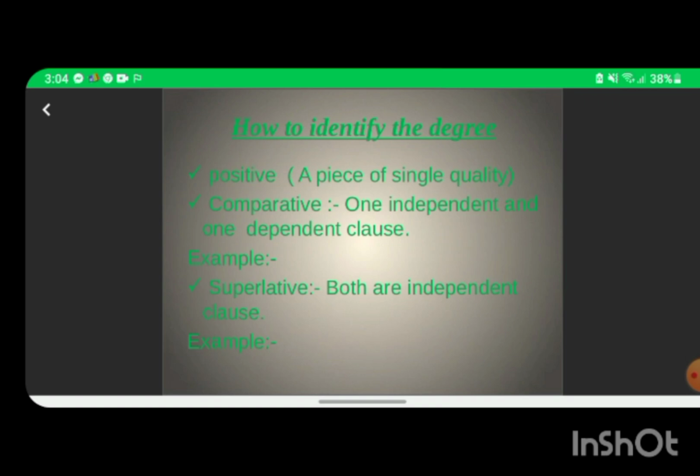How can we identify degree? Positive degree is a single quality, as I said in the last slide. In comparative degree, there will be one independent clause and one dependent clause. And in superlative degree, both the clauses will be independent. In the next slides, I will show you what an independent clause and a dependent clause are.